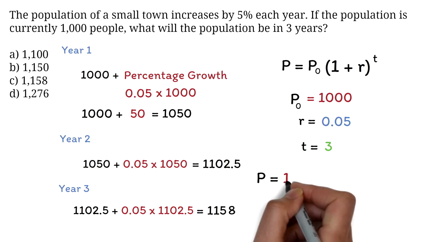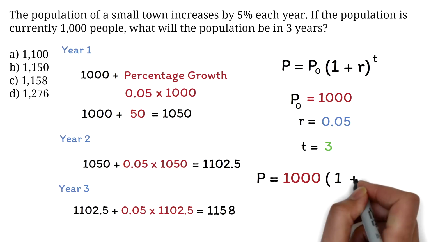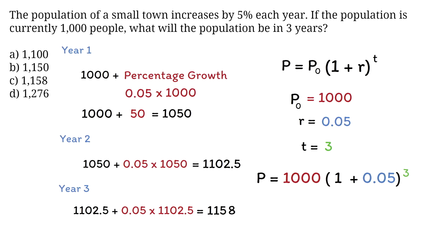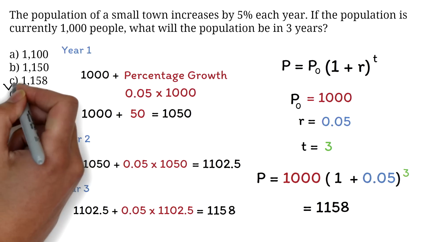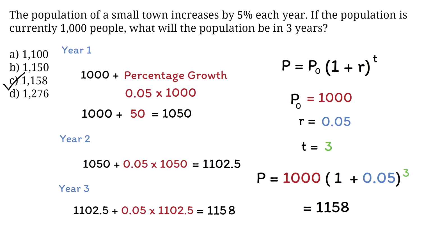We have P equals 1,000 times 1 plus 0.05 exponent 3. We work this on the calculator to get 1157.625. We round it up to get 1158. So the answer is option C, 1158. The calculation method is pretty straightforward, so that is my preferred method. We use the other method mainly because this formula is not on the GED Math formula sheet, so you may or may not be given the formula.